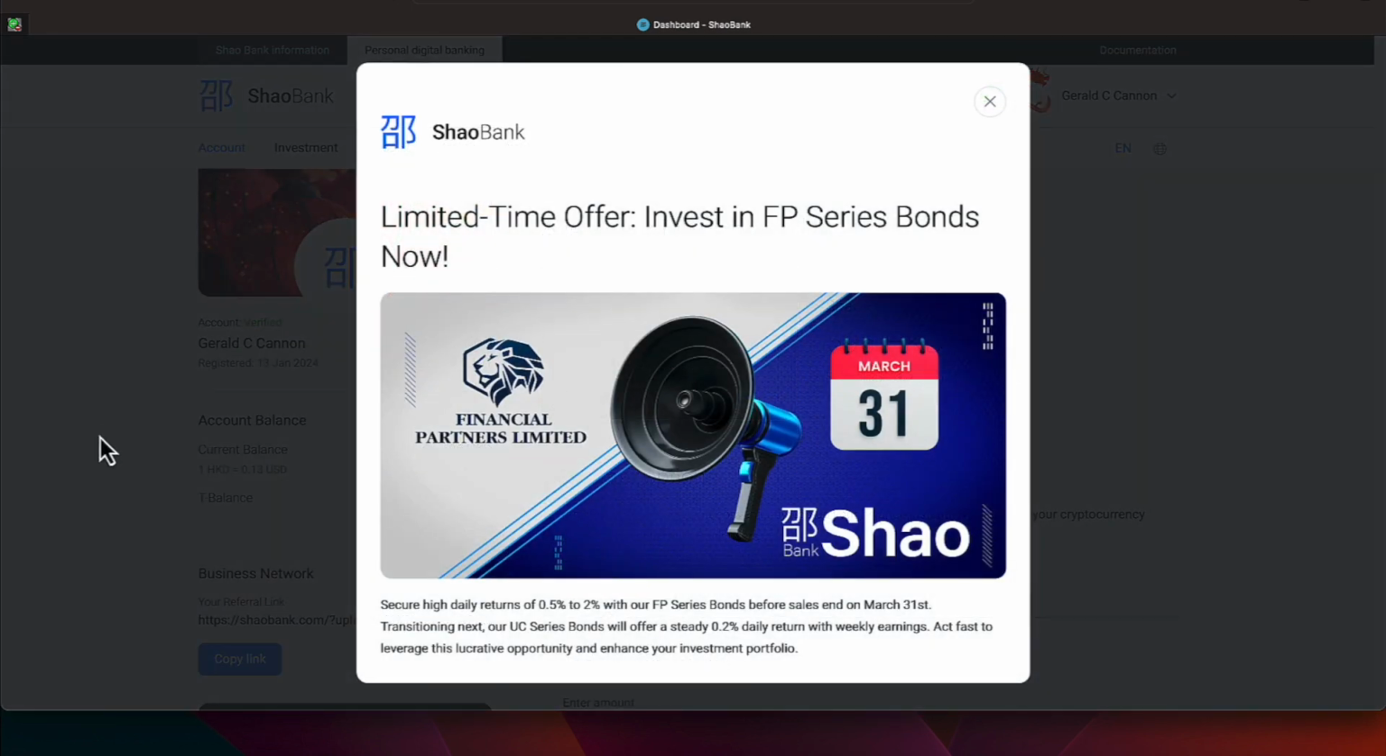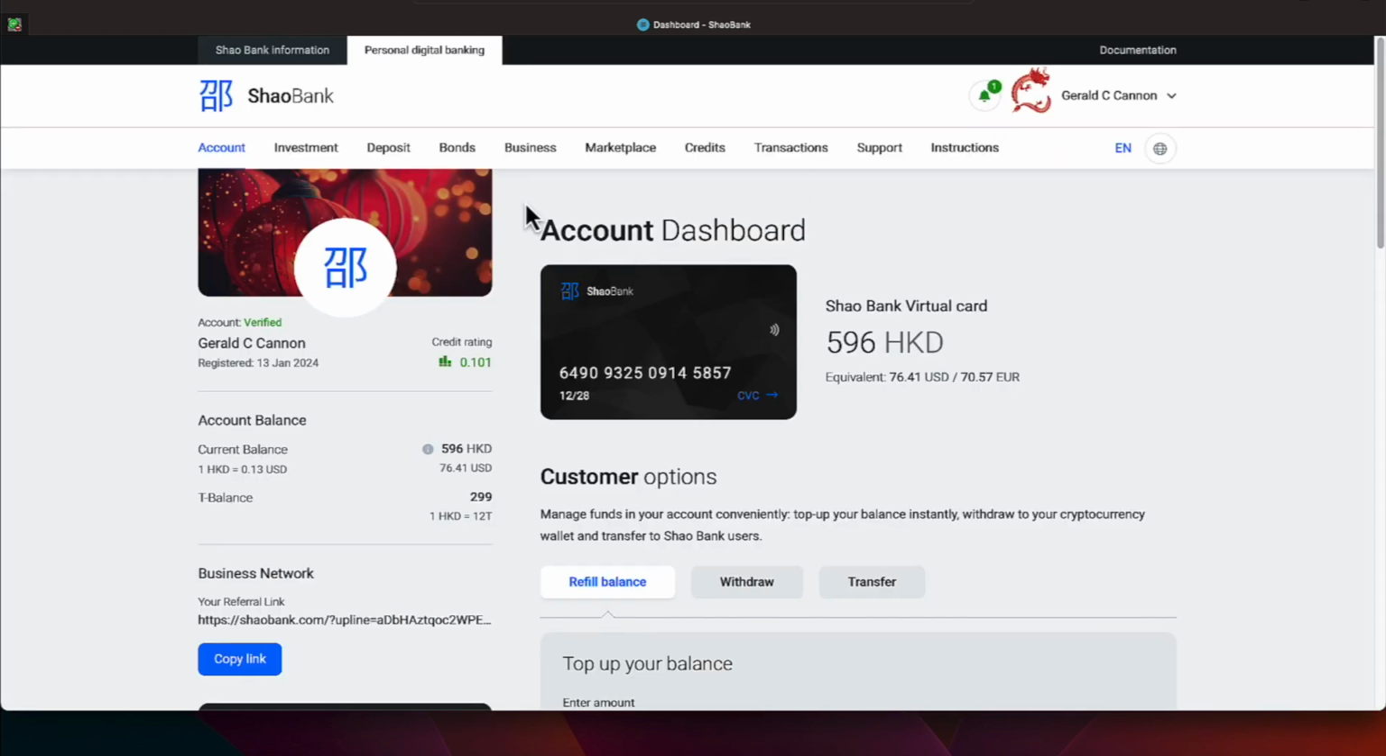All right, we have a pop-up here. Let's check out this limited time offer. Invest in an FP series bond now. It says secure highly daily returns of 0.5 to 2% with an FP series bond before the sale ends, everyone, on March 31st. All right, let's go ahead and find out a little bit more about that, everyone.